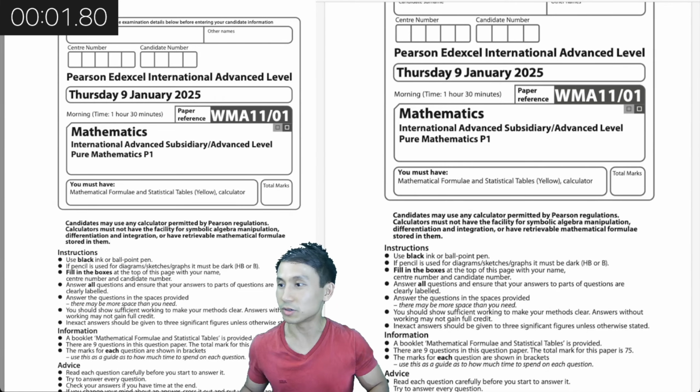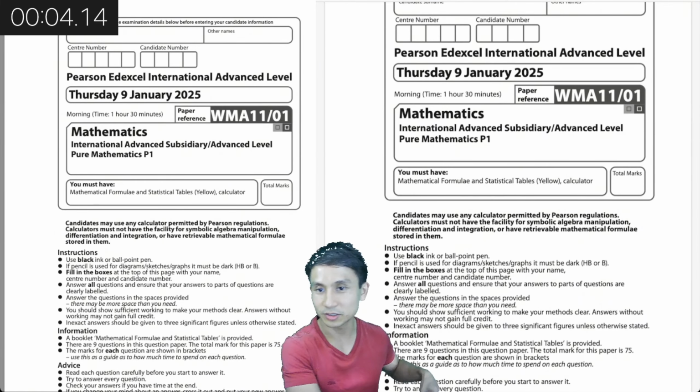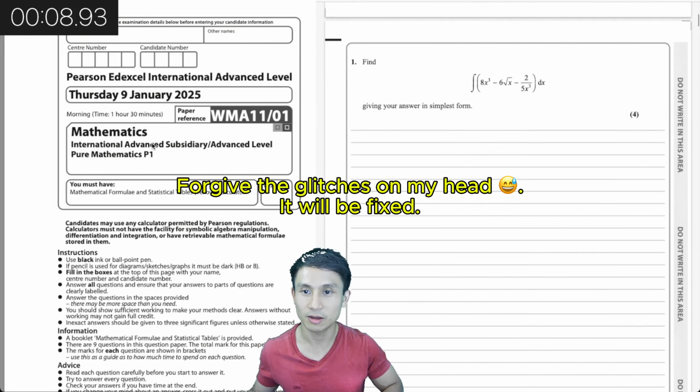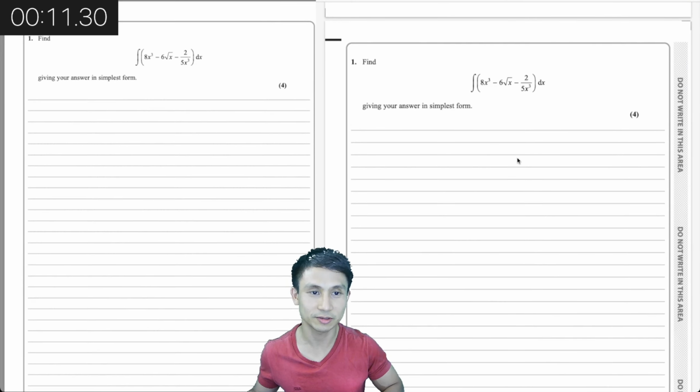Okay, I have hit the timer. Let's get started on this one. This is P1 January 2015. Okay, I'm just going to scroll down here.